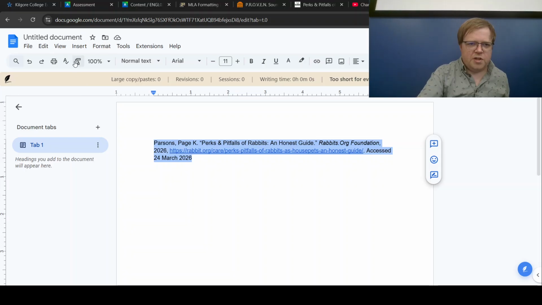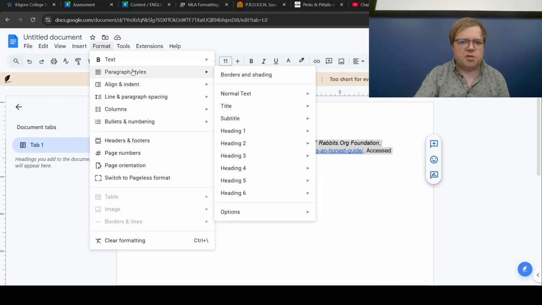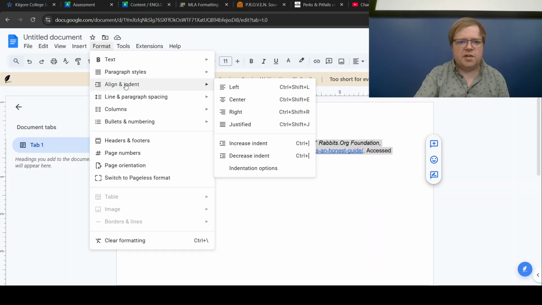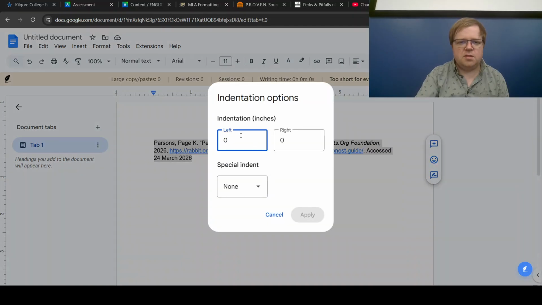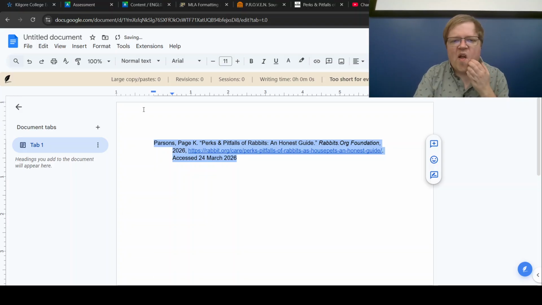If you want to indent this correctly, I probably went over this in the other class. You're going to go to where it says align and indent, indentation options. Leave these as zeros. In this one, you will do hanging, and in this one you'll put 0.5. Hanging indentation means that it will indent every line after the first one. And this is how works cited citations are supposed to look.